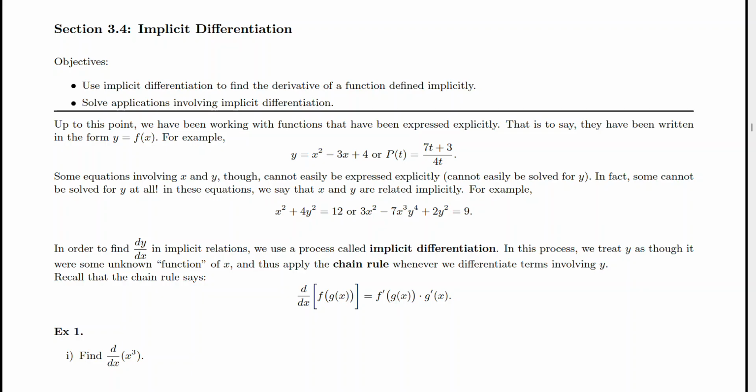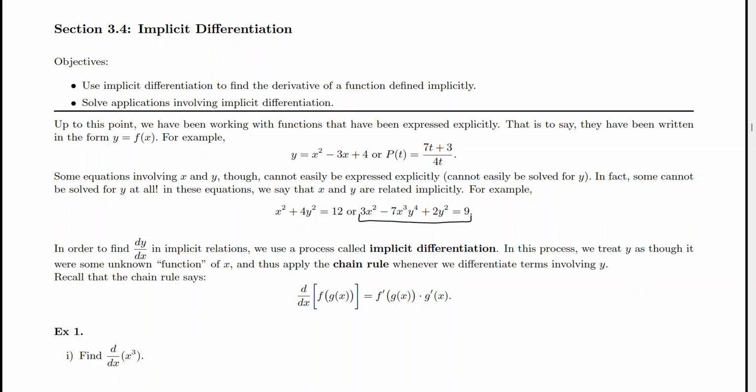Now, some equations are not written like that. For example, the equation x squared plus 4y squared equals 12 is not written explicitly. We don't have what y is. We need to solve for y, and sometimes it's difficult to solve for y, or maybe even impossible to isolate the y variable. For example, if I look at the equation 3x squared minus 7x cubed y to the fourth plus 2y squared equals 9, this equation has the letters y and x on the same side, and if you try to solve for y, it will be very difficult or even impossible.